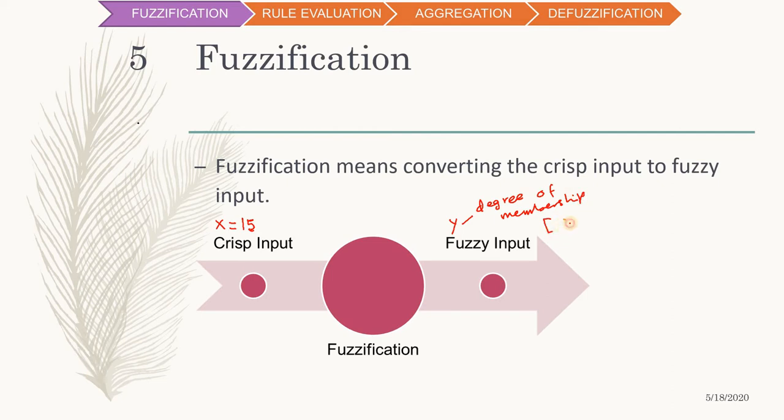Those degrees of membership will range from 0 to 1, right? And we are going to use the y equal to mx plus c equation so that we can find this y. So we are given this x, and we are going to find this y. This is what we call the fuzzification process.